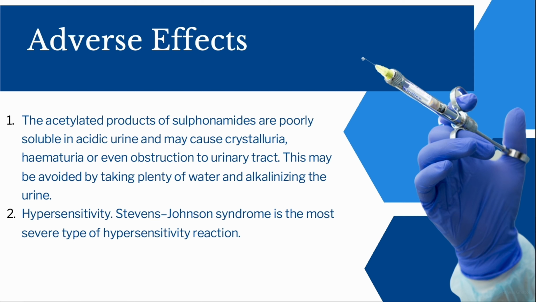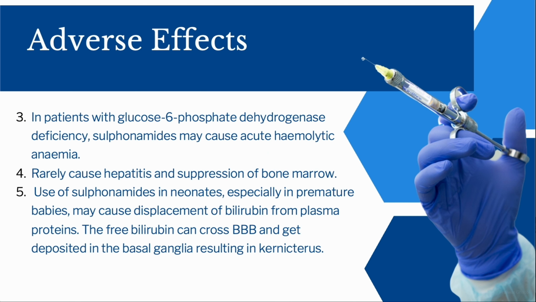Hypersensitivity reactions include skin rashes, itching, drug fever, and exfoliative dermatitis. Stevens-Johnson syndrome is the most severe type of hypersensitivity reaction characterized by fever, erythema multiforme, and ulceration of mucous membranes. In patients with glucose 6-phosphate dehydrogenase deficiency, sulfonamides may cause acute hemolytic anemia. They rarely cause hepatitis and suppression of bone marrow.